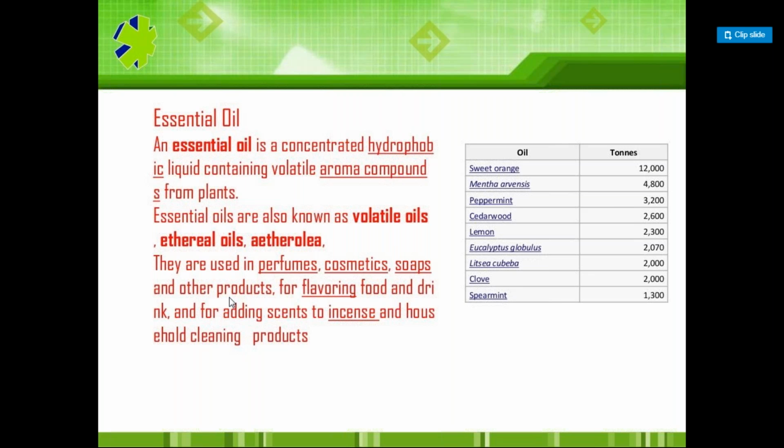Nothing. So similarly, volatile oil, if you open it and leave it at room temperature, you're left with nothing. That's why they are called ethereal oils, or also aetherolea.